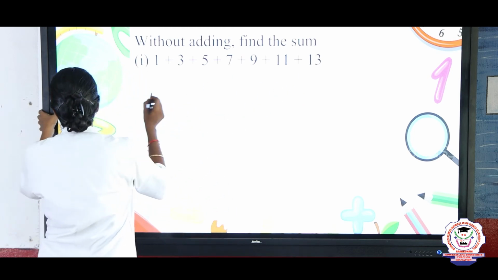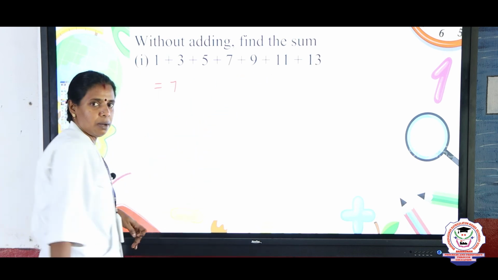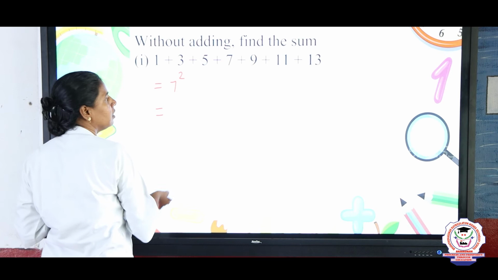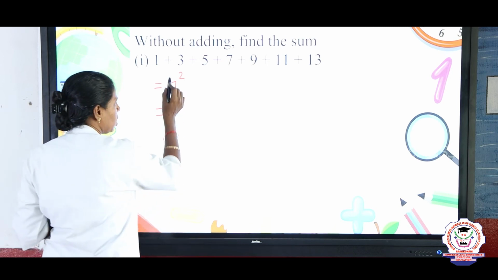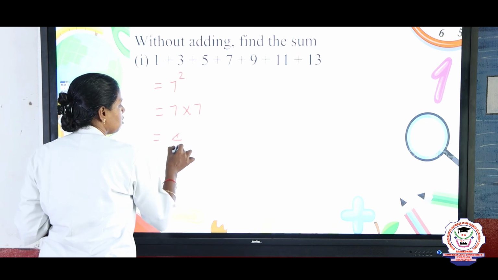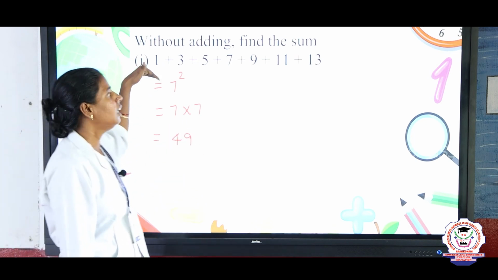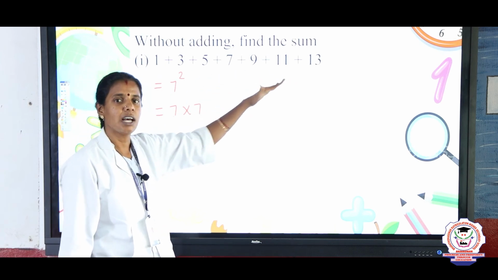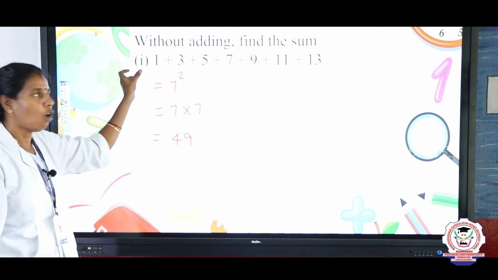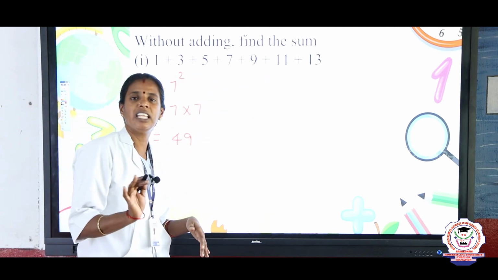So, we are going to take the square of that number. Totally 7 numbers are given here. So, I am going to find the square of that number, 7 square. What is 7 square? 7 into 7, which is 49. Is it clear? When the odd numbers are given in the sum and it starts from 1, then we can just count how many numbers are given and square that number, and we will get the answer.